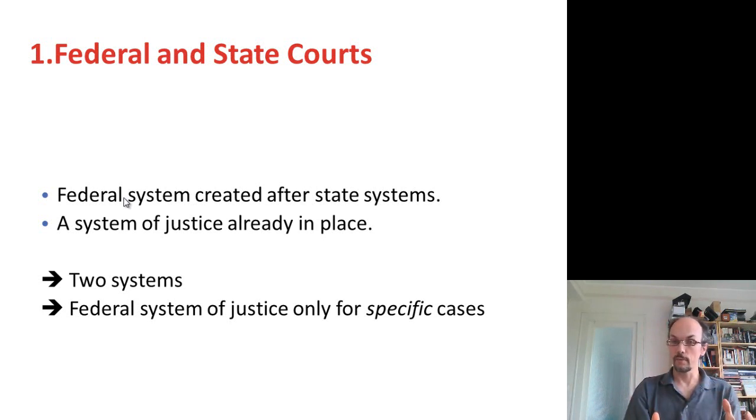specific jurisdiction. So two systems for historical reasons, and the federal system of justice is really there for specific cases, not for general crimes. If you kill someone in Texas, you will be judged and tried in Texas, not in a federal court. So let me emphasize this. Most cases are judged in the states, at the state level, and only a certain number of them are examined in federal courts.